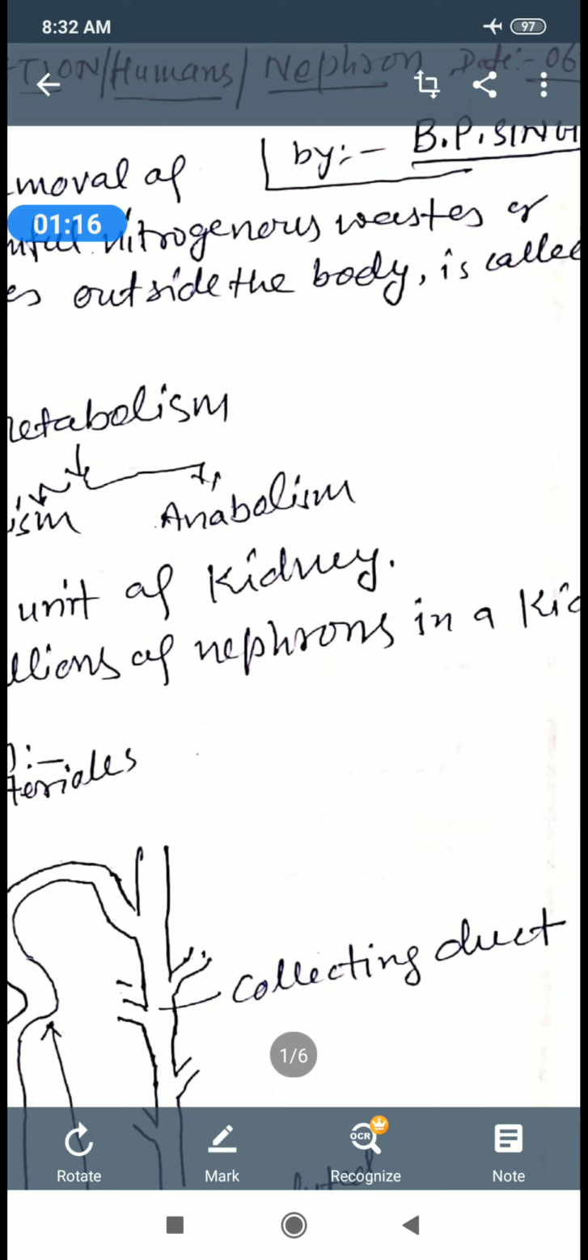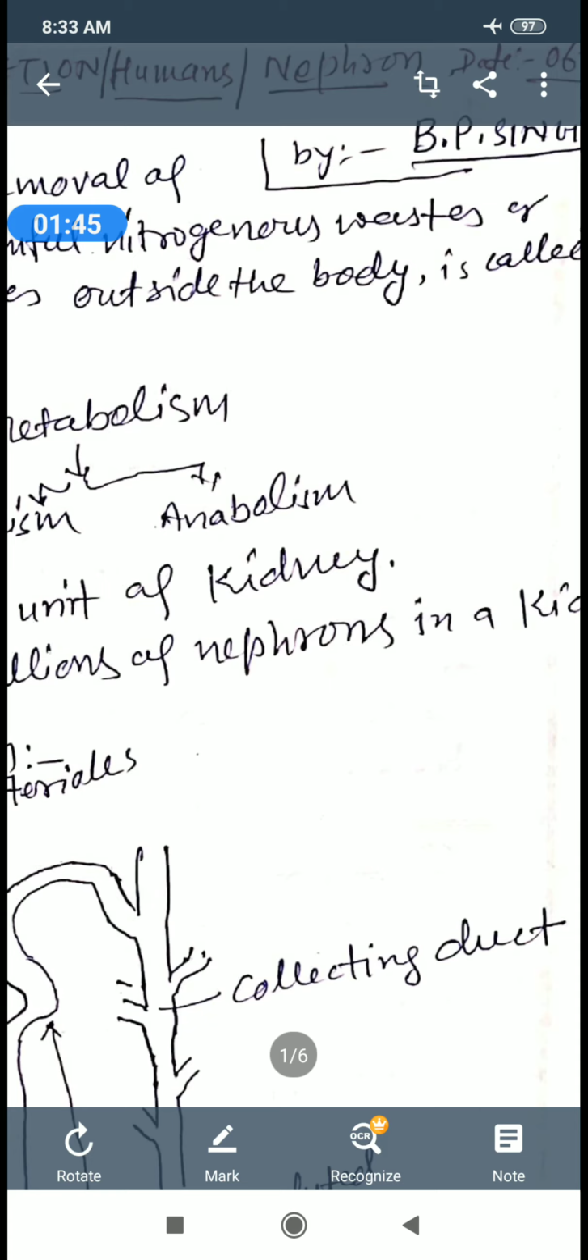Anabolism is a building up process, the synthesis of molecules like photosynthesis; catabolism is the breaking down of molecules, like respiration. So metabolism consists of both these two processes, catabolism and anabolism.